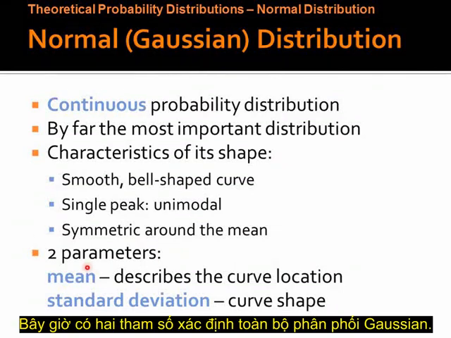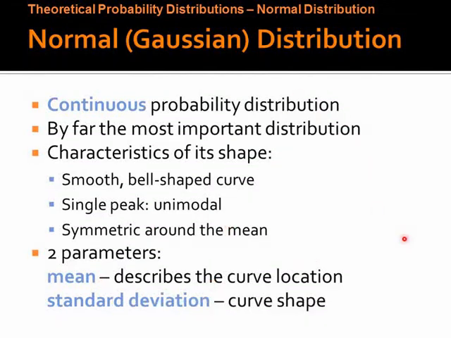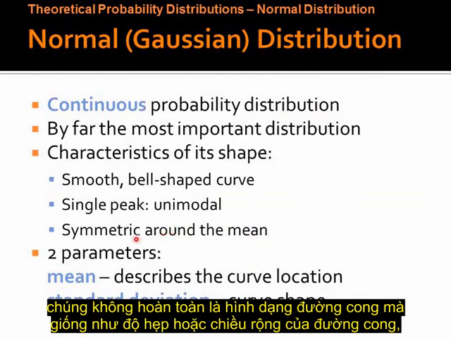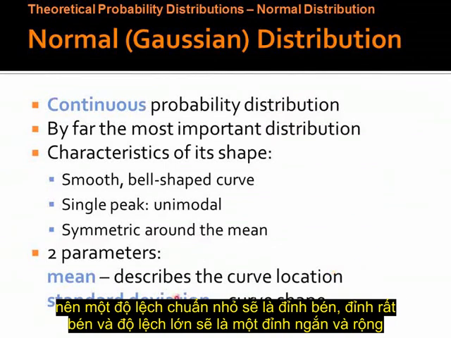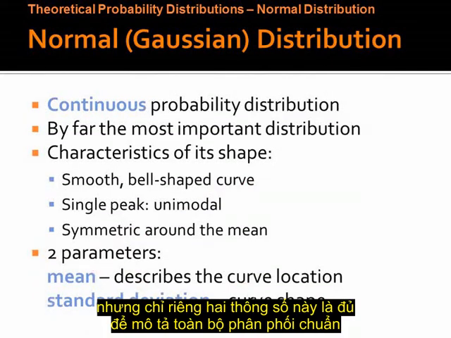Now there are two parameters which define the entire Gaussian distribution. The first is the mean, which describes where the center of the curve is. Then there's the standard deviation, which defines how narrow, or the width of the curve. So a small standard deviation would be a sharp and narrow peak, and a large standard deviation would be a short and wide peak. But these two parameters alone are enough to describe the entire normal distribution.